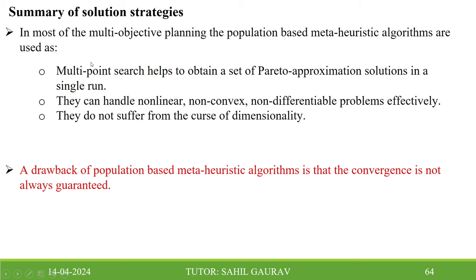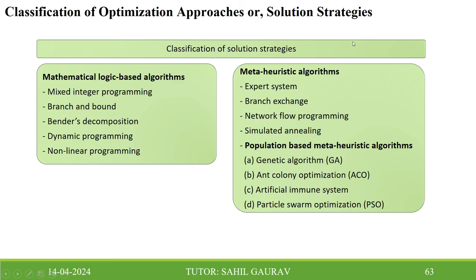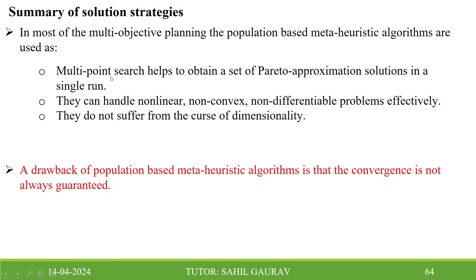Now for the summary of solution strategy: in most multi-objective planning, population based meta-heuristic algorithms are used because multi-point search helps to maintain a set of Pareto approximation solutions in a single run. They can handle non-linear, non-convex, non-differentiable problems effectively. They don't suffer from the curse of dimensionality. And the drawback of population-based meta-heuristic algorithms is that convergence is not always guaranteed.